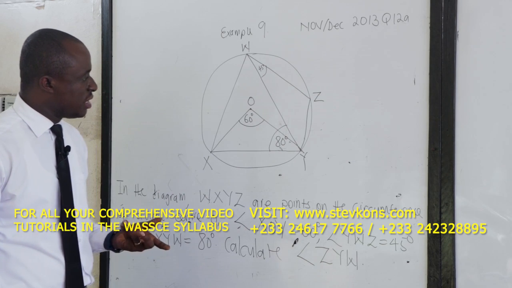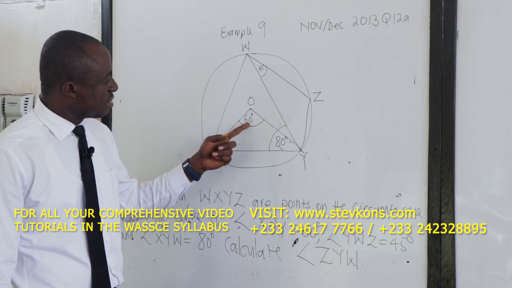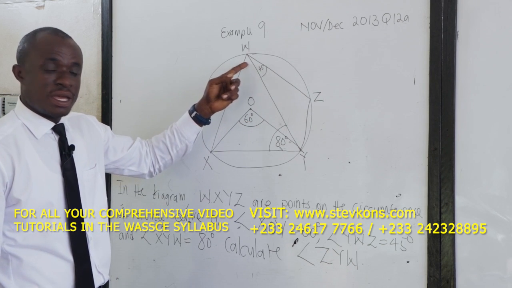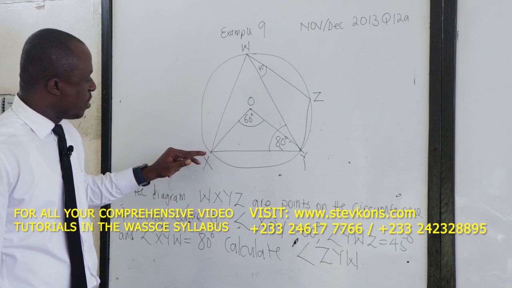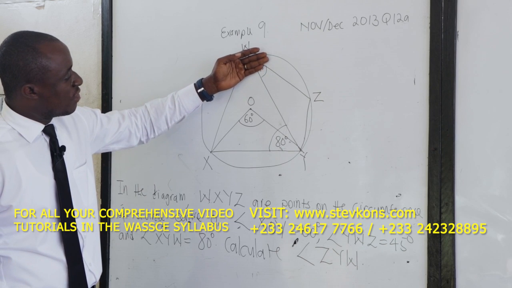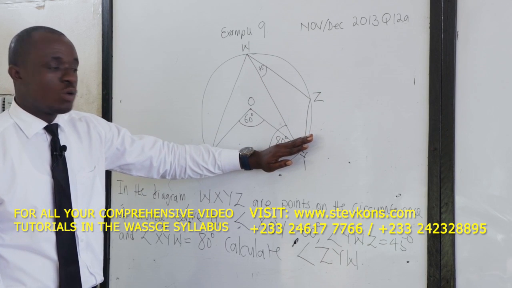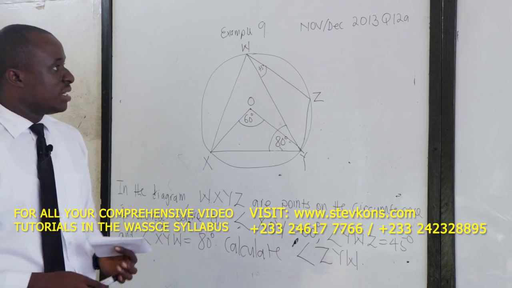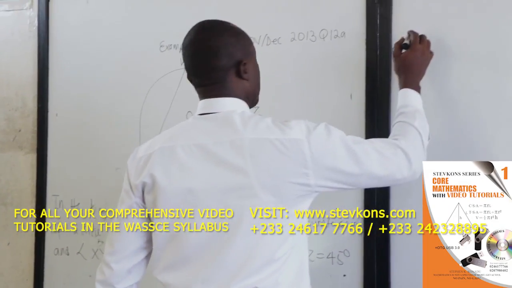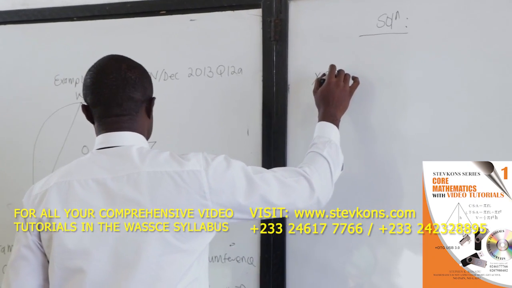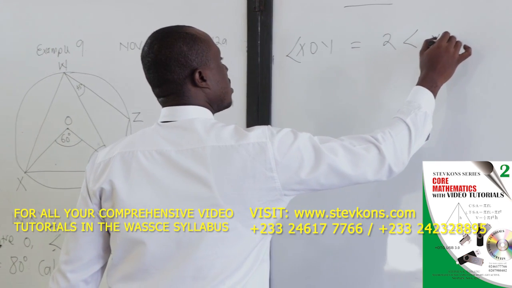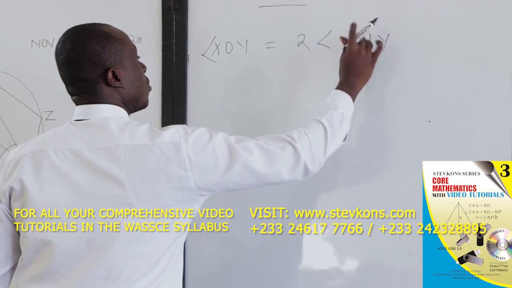Now, clearly, what can we see here? This is center circumference. So if you know here, we'll be able to know the angle over here. Now, we can consider XZ also as a chord. And clearly, the angle over here plus the angle over here will be equal to what? 180 degrees. So with this, what can we say? We can say that XOY is equal to 2 times XWY.